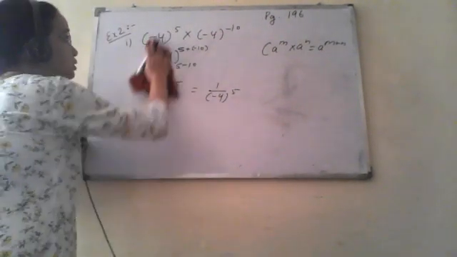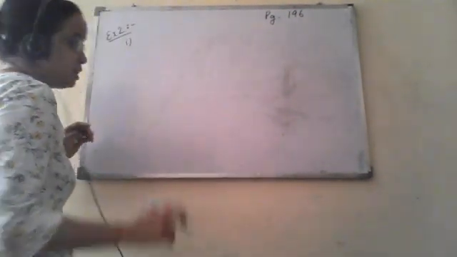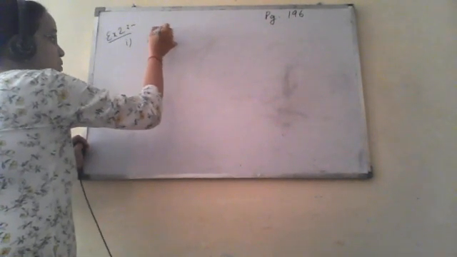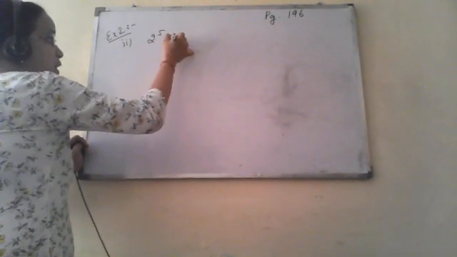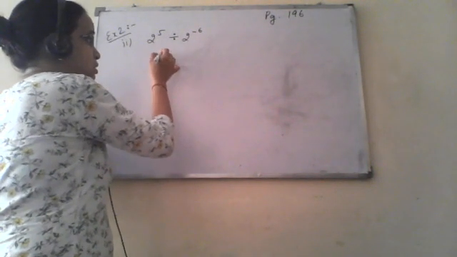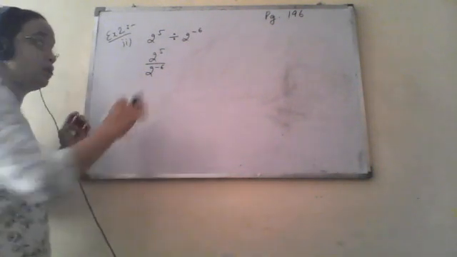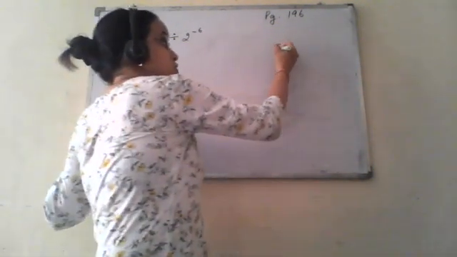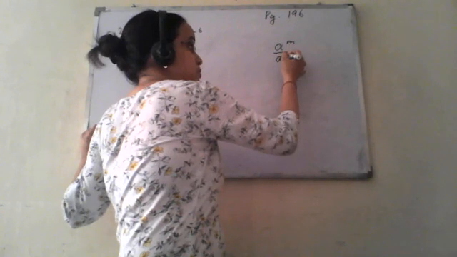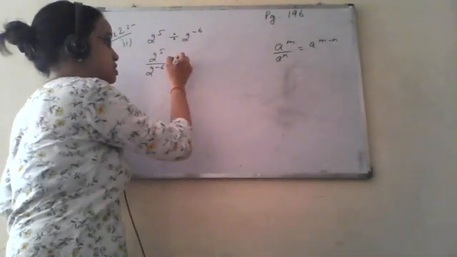Now the next part, that is the second part. It is 2 to the power plus 5 divided by 2 to the power minus 6. Now in case of division, what was it? It was a to the power m upon a to the power n, which becomes a to the power m minus n. This law has to be followed in this example.